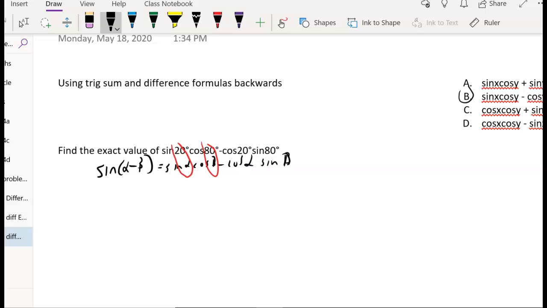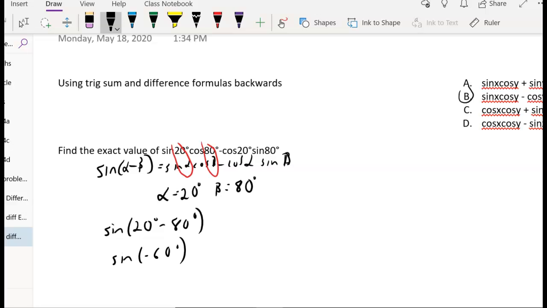So what we're really looking at here, and let me just write this down. So alpha is 20 and beta is 80. So we're going to put these in. So we have the sine of 20 degrees, these are degrees, minus 80 degrees. All we're really looking at is the sine of negative 60 degrees.